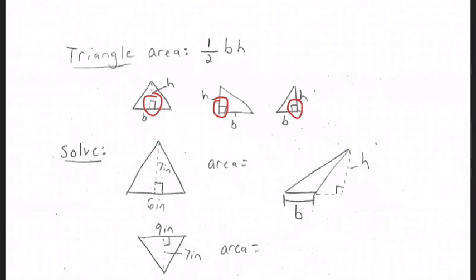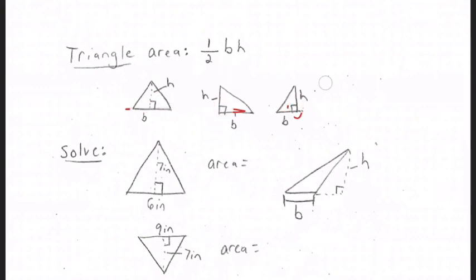So the next thing is about base and height. What you need to know is the base is always part of the triangle. So the base is right here. You have a base right here, and then you have a base right here. It's always part of the triangle. The height might not be. So let me just erase this.